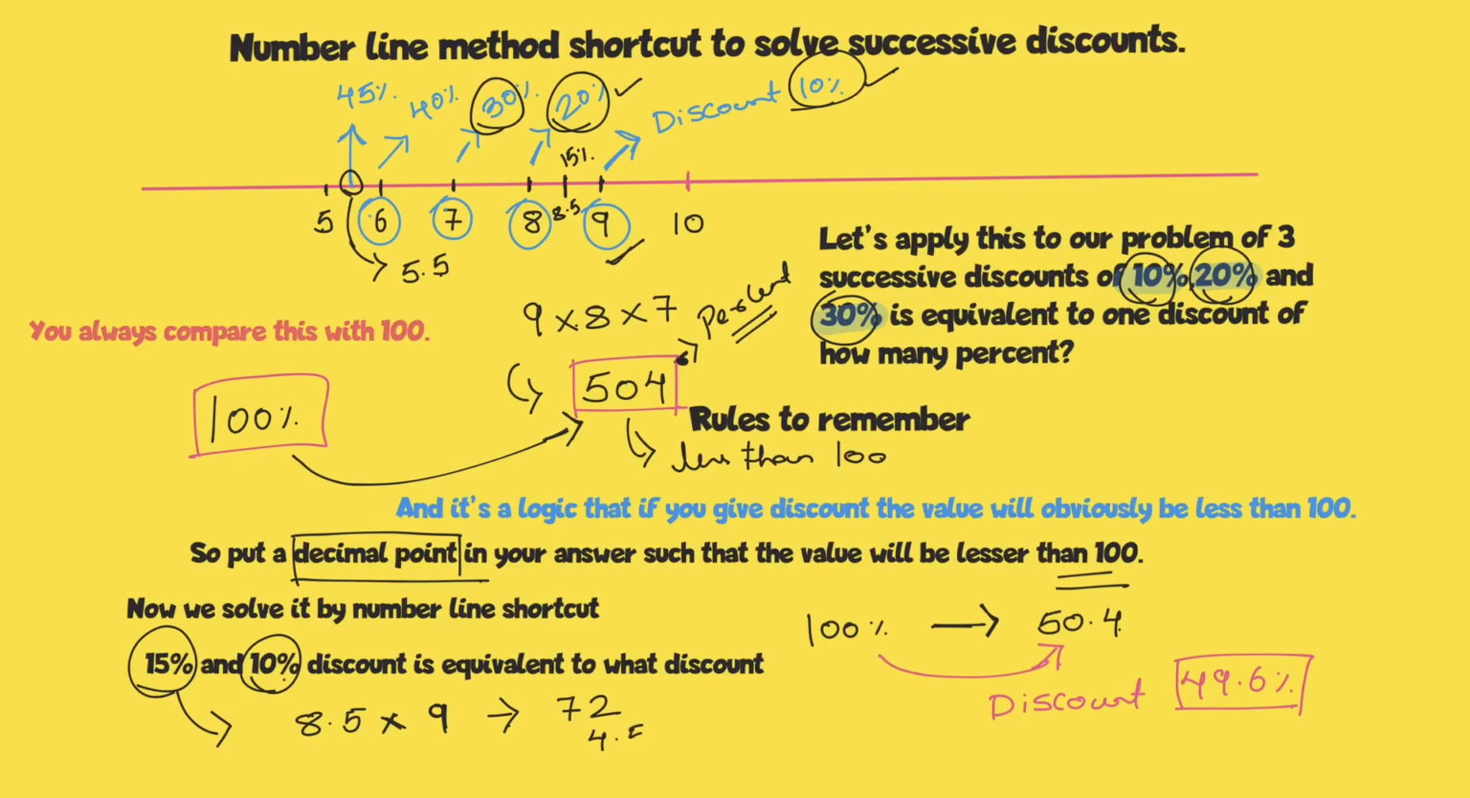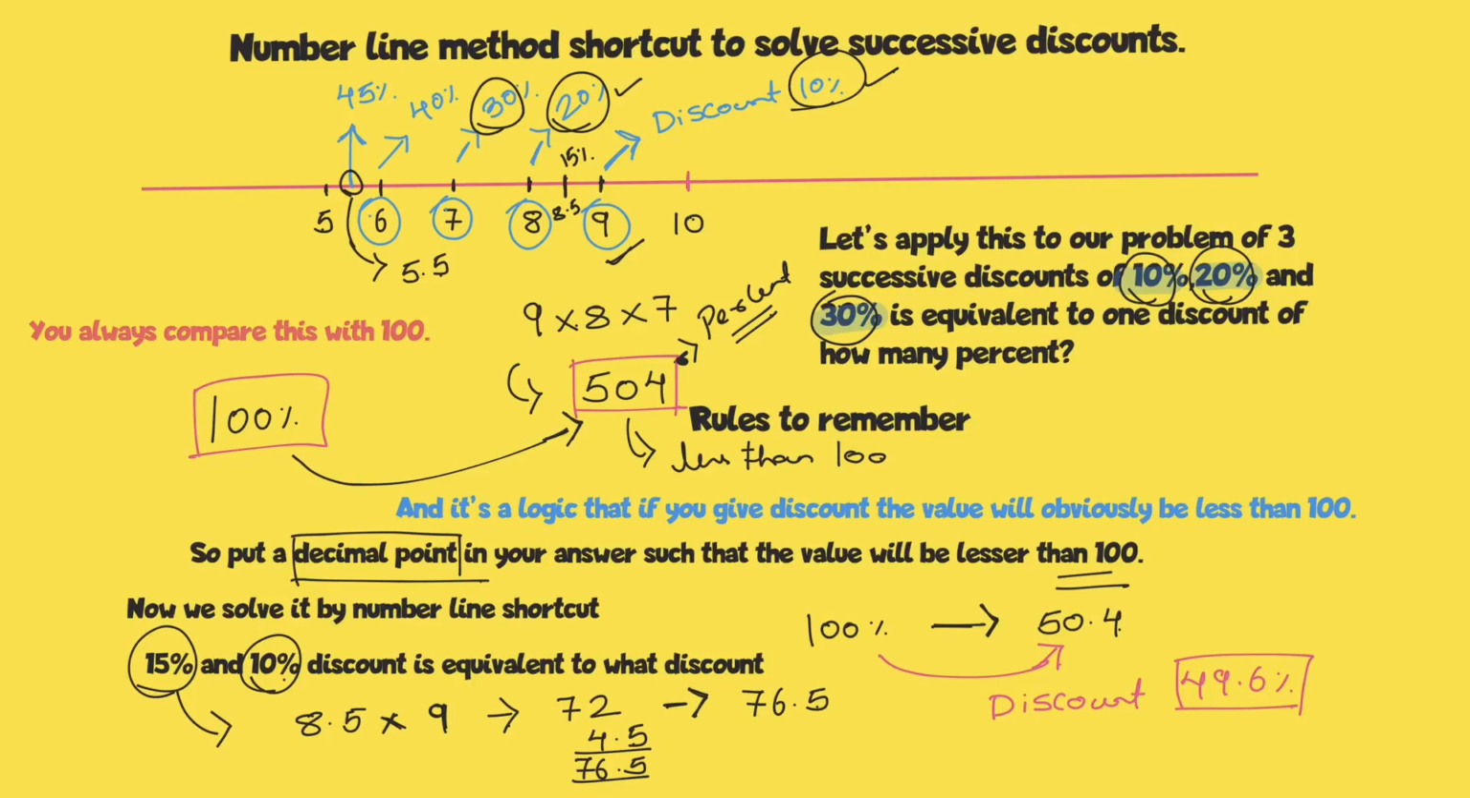Let's multiply. 8 into 9 is 72. 0.5 into 9 is 4.5. 72 plus 4.5 is nothing but 76.5. What is the meaning of this? The value, we always start from 100%. Remember the rule, we always start from 100%.